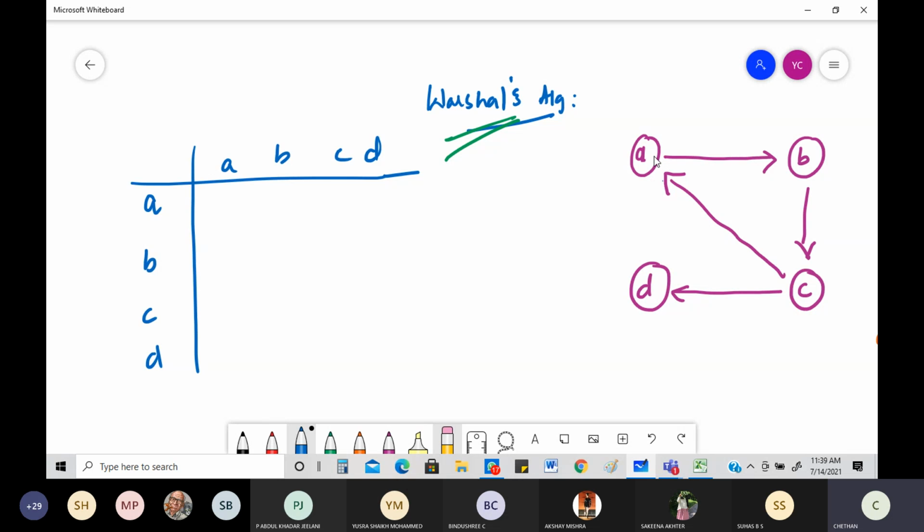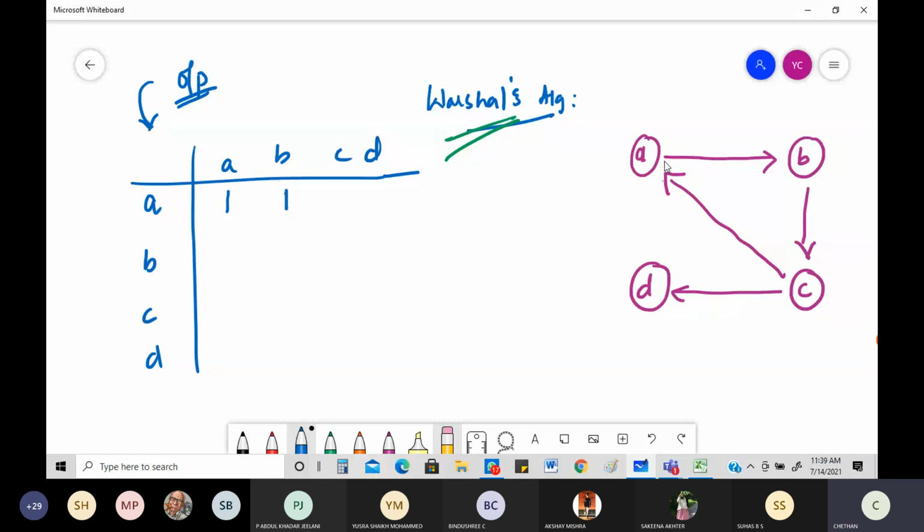A to B directly connected, so 1. A to C, you can check very clearly. It is indirectly connected, so 1. A to D, again indirectly connected, 1. Like this. What is the value you're going to get? You're going to get the values for almost everything that is connected.